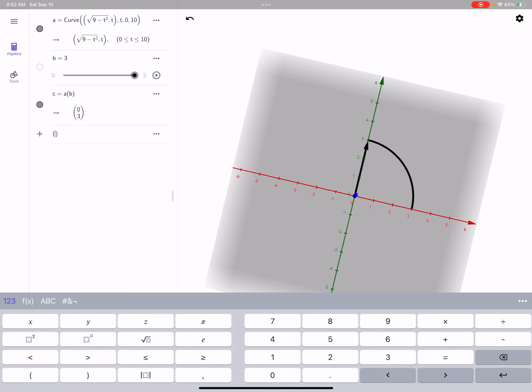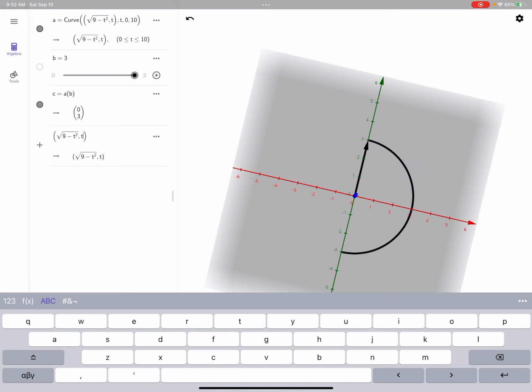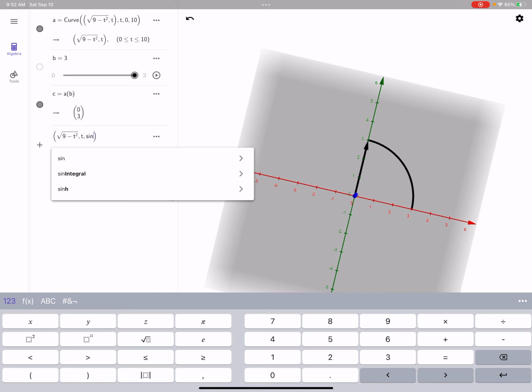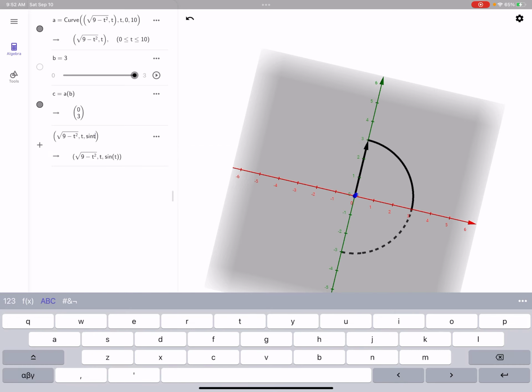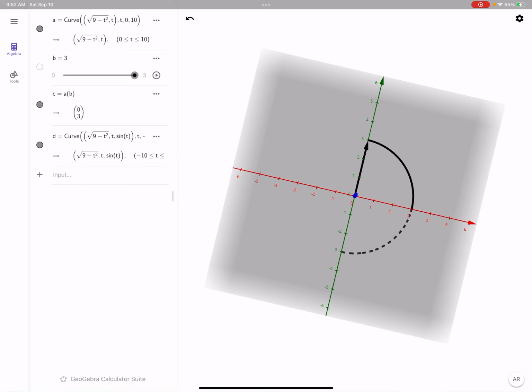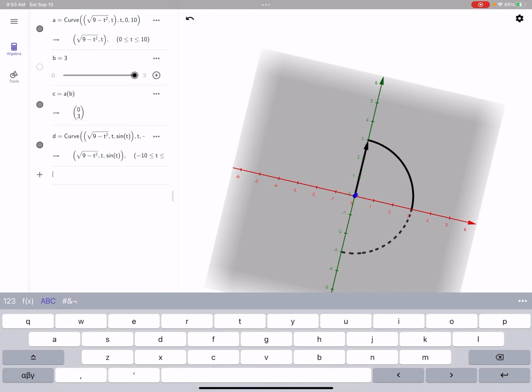So we had square root of 9 minus t squared. The other one was t. And I think the third component was sine t. We should just be able to put in sine t. And so we're going to make another point.